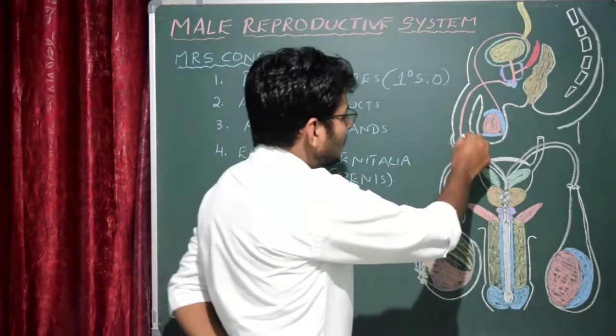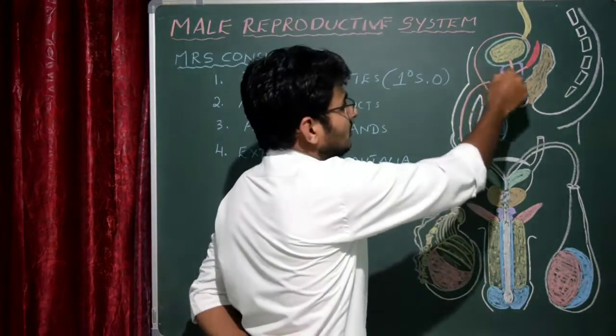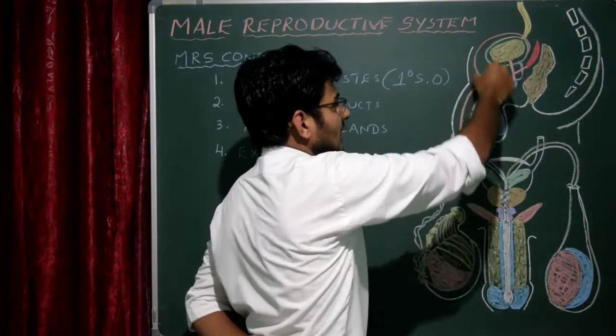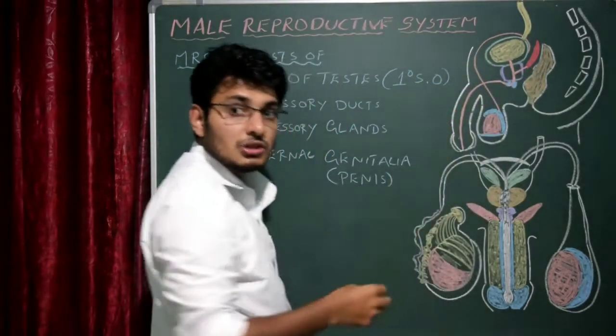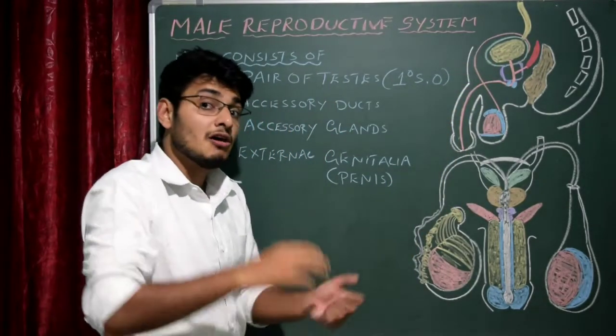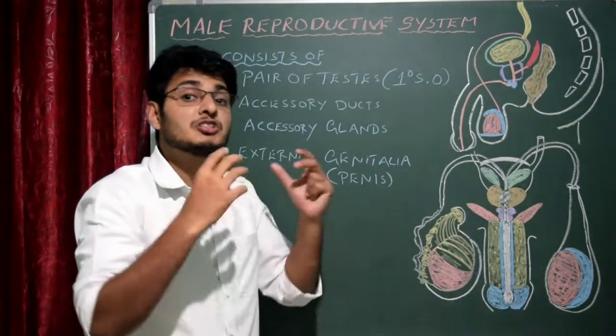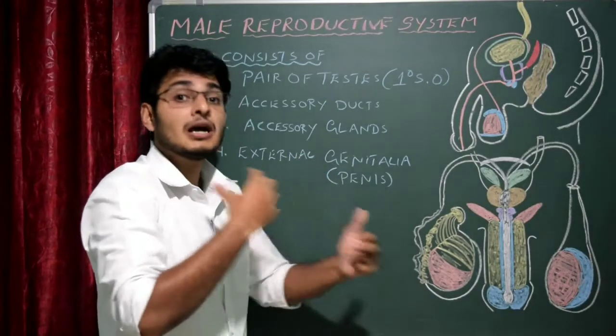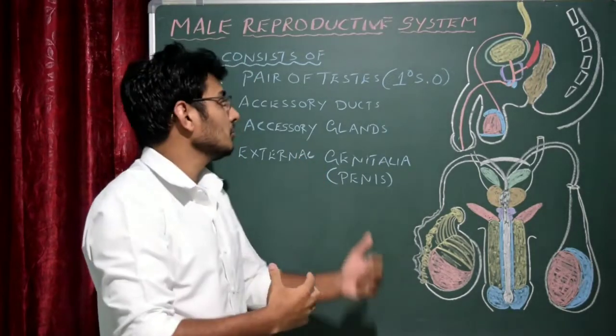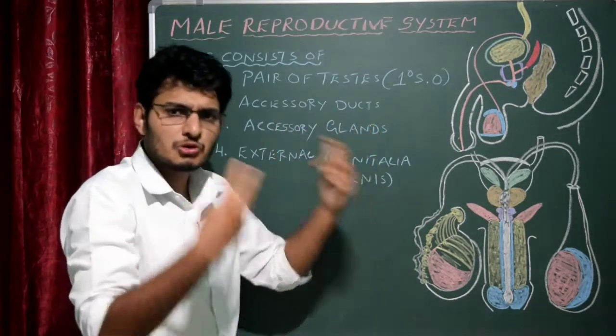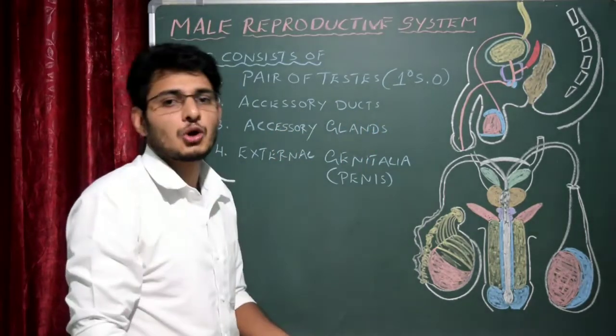You could see here I have used pink color to denote the ducts. Actually these are all the ducts. That means these ducts are very important for the transport of the sperm during sexual intercourse. So accessory ducts, there are about 3 different accessory ducts. I'm going to talk about it.